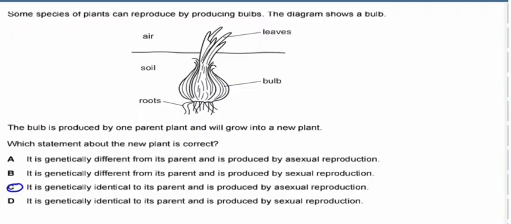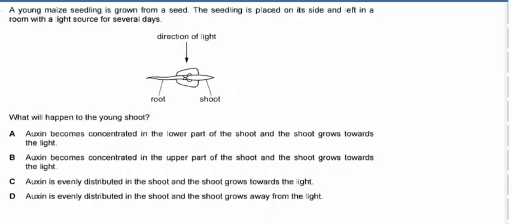It is genetically identical. When I say identical, it means the daughter cell is going to look exactly like the parent. And they are going to be produced by what? Asexual reproduction. When you talk of sexual reproduction, it is going to involve the fusion of the male gamete.